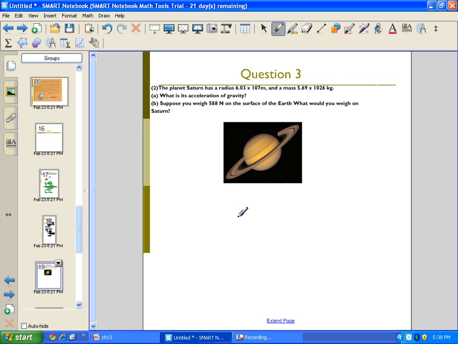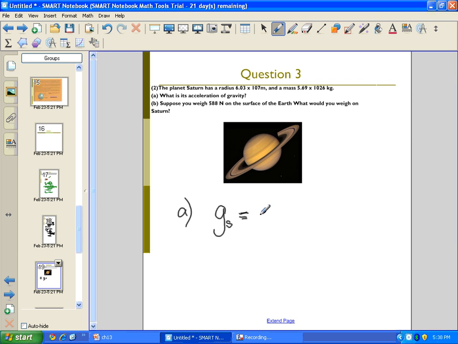Here we're told the planet Saturn has a radius of 6.03 e to the 7 meters and a mass of 5.69 e to the 26 kilograms. First question, what is the acceleration of gravity on the surface of the planet Saturn? Well, this is what we're being asked to determine: the g value on the surface of the planet Saturn.